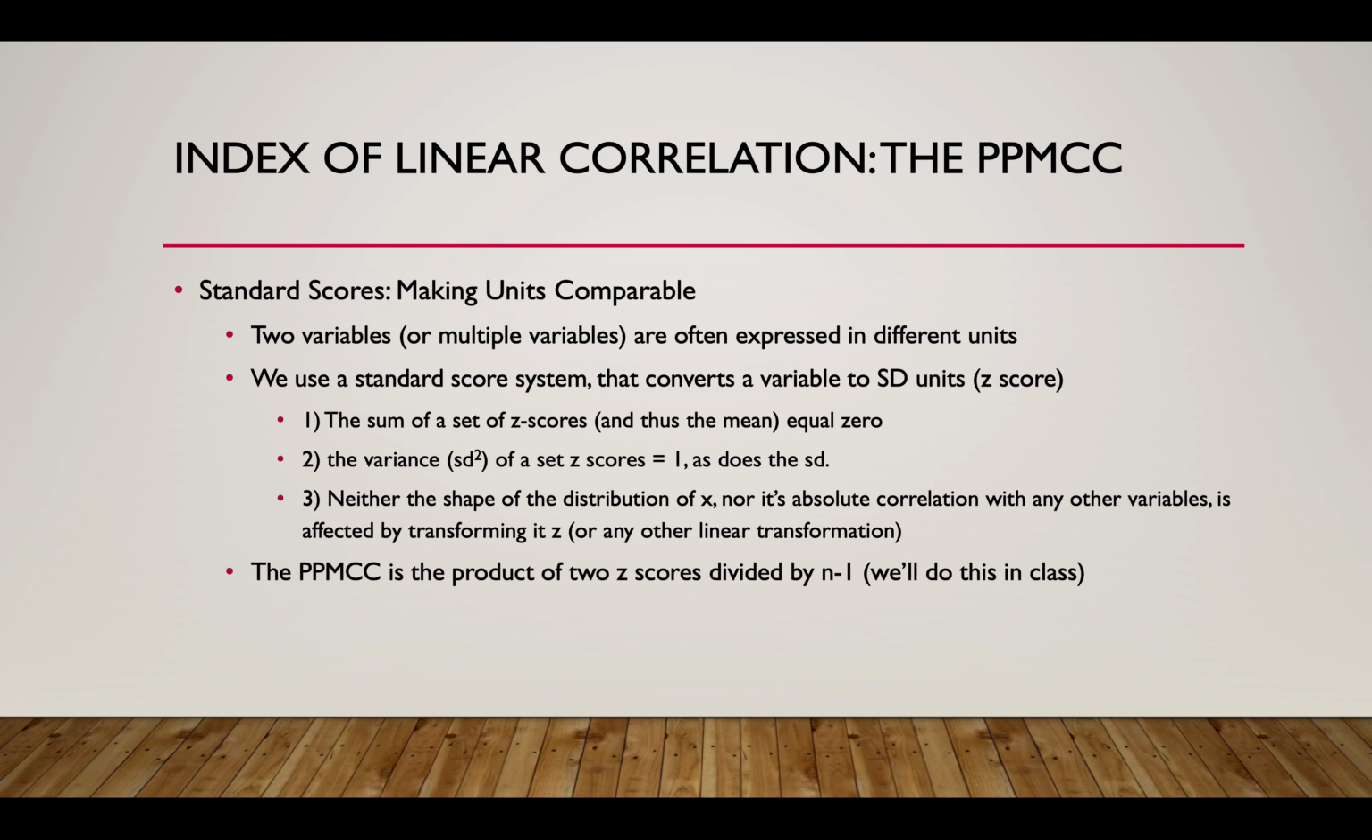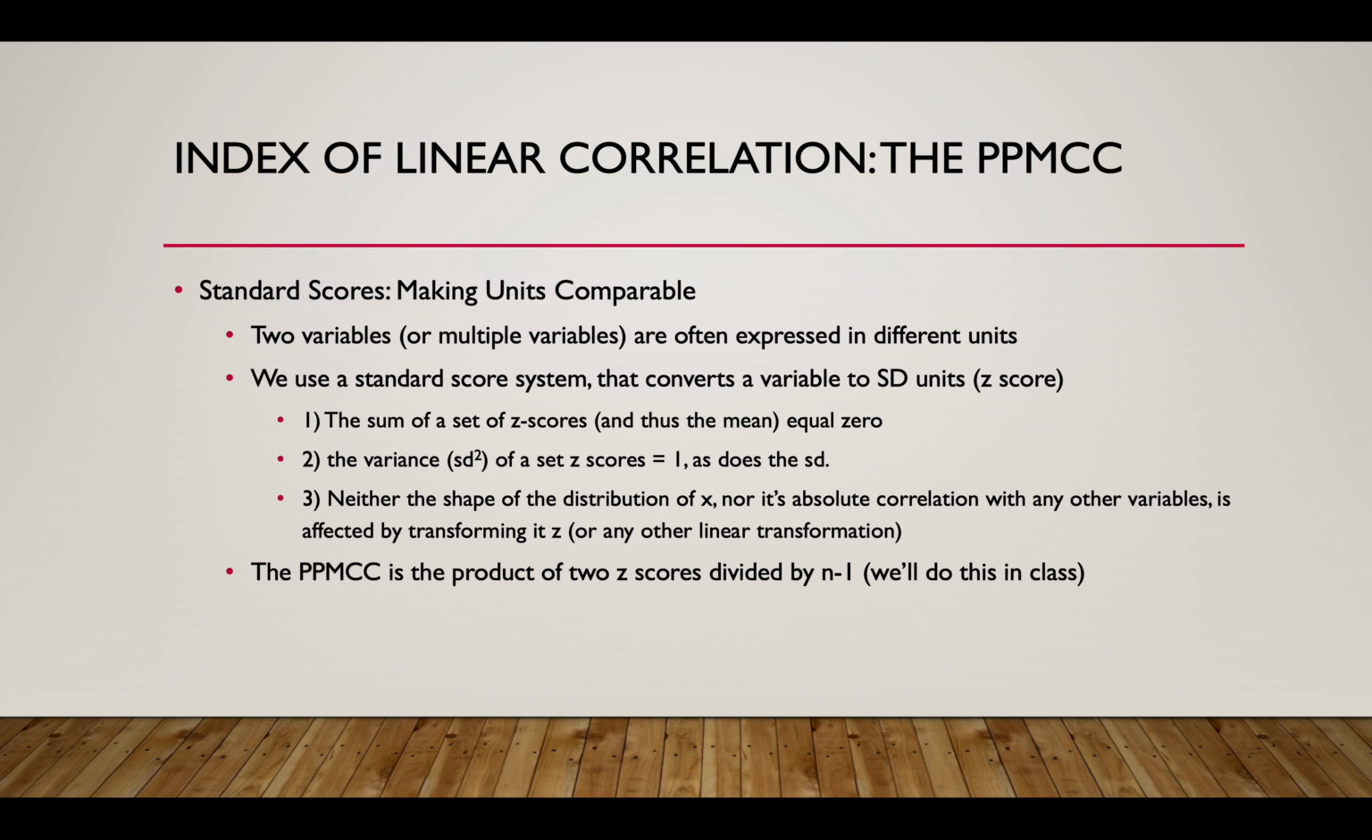And this standard scoring system has 3 basic components. First, the sum of a set of z-scores, and thus the mean, are equal to 0. By the way, we're going to do this in class, so don't worry too much about it, but we're going to calculate z-scores from data. We're going to convert our data into actual z-scores, and then we're going to do some interesting stuff. The variance of a set of z-scores is equal to 1. Remember that variance is just the standard deviation squared, and so if that is equal to 1, then the standard deviation, the square root of the variance, is also going to be equal to 1.